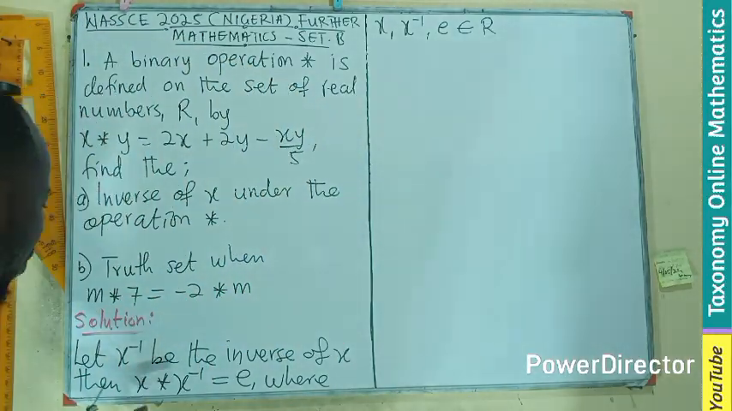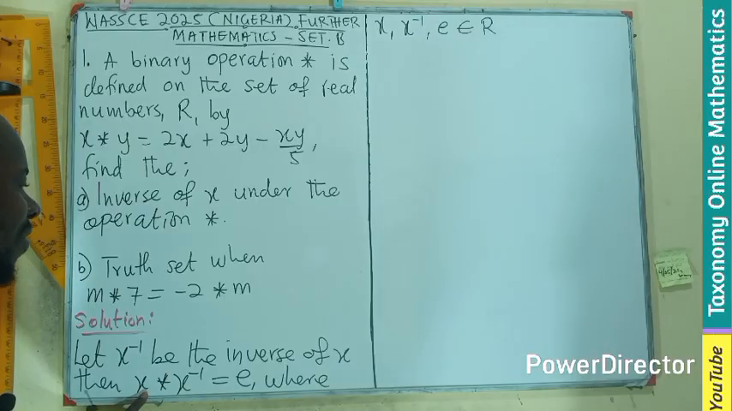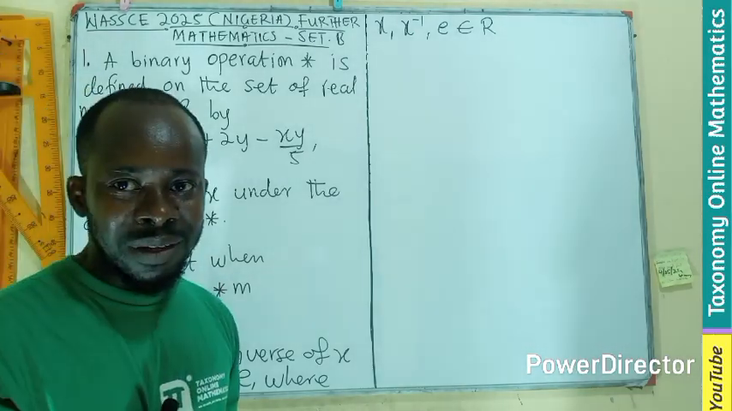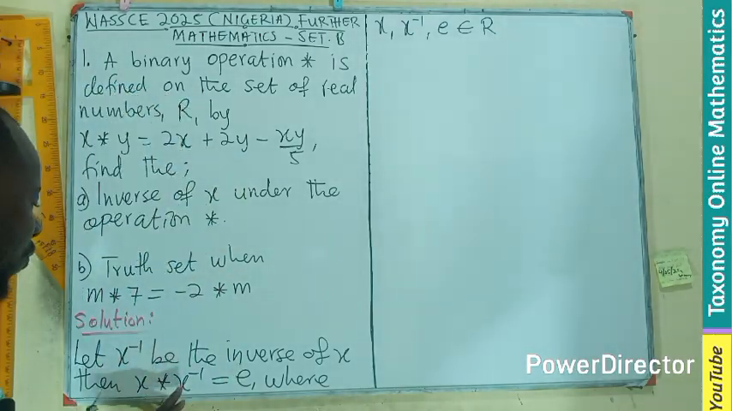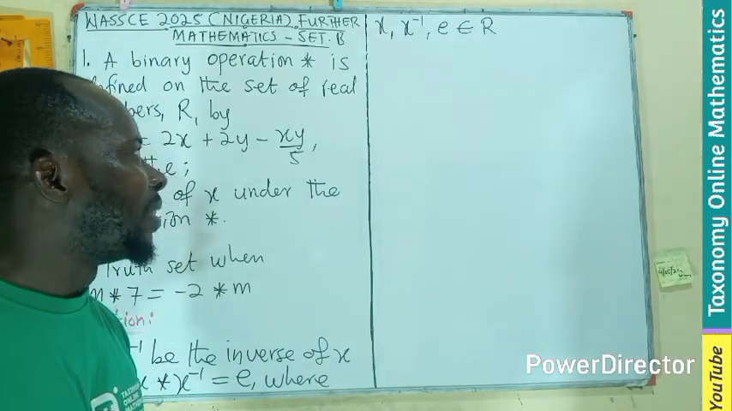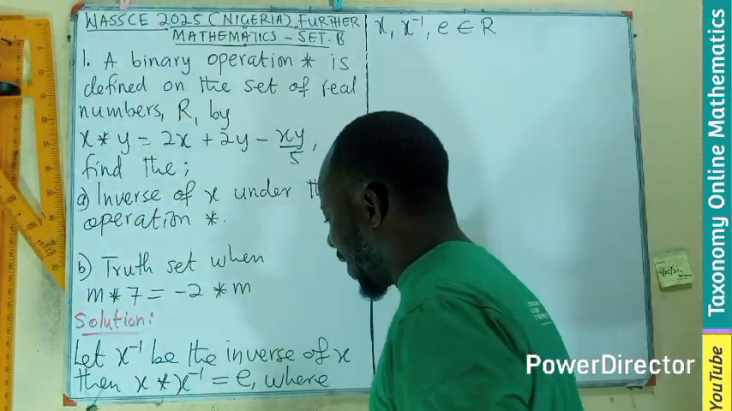Now we can see that this is the x we have in the operation. This is the inverse we are finding, and e is the identity element. Before we can find this inverse, we need to know what the identity element is.